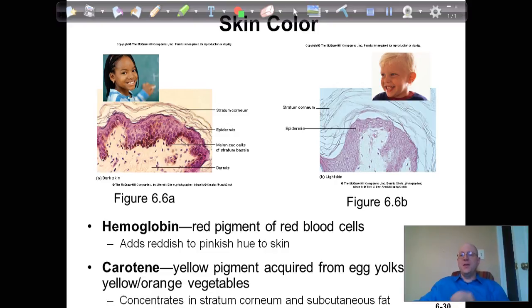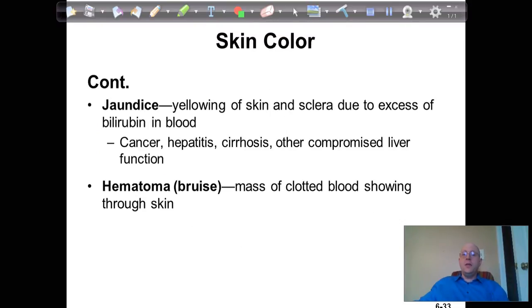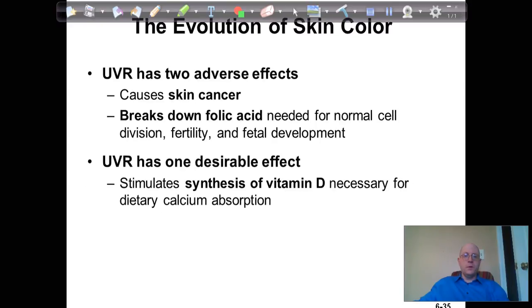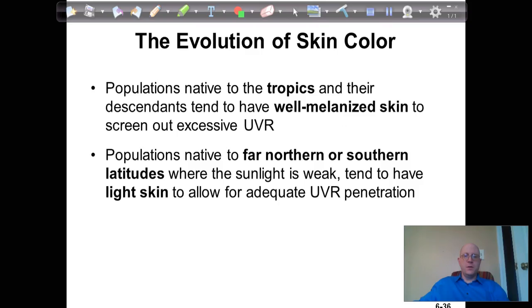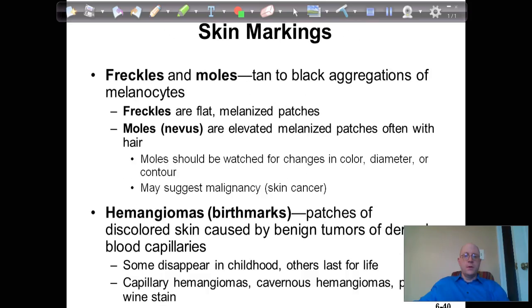Then after time, as the hemoglobin is broken down in the bruise, it can go through those other strange colors like kind of greenish yellow until it finally fades. Okay? But still, any hematoma is a bruise, massive clotted blood showing through the skin. Alright, I already talked about evolution of skin color, so leave that alone. Alright, skin markings.